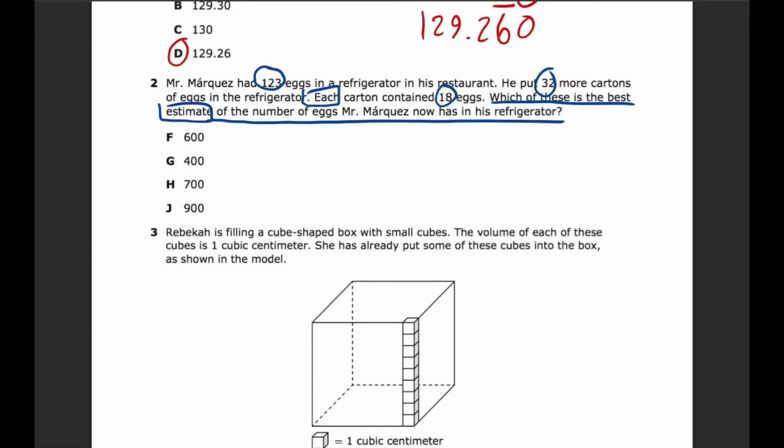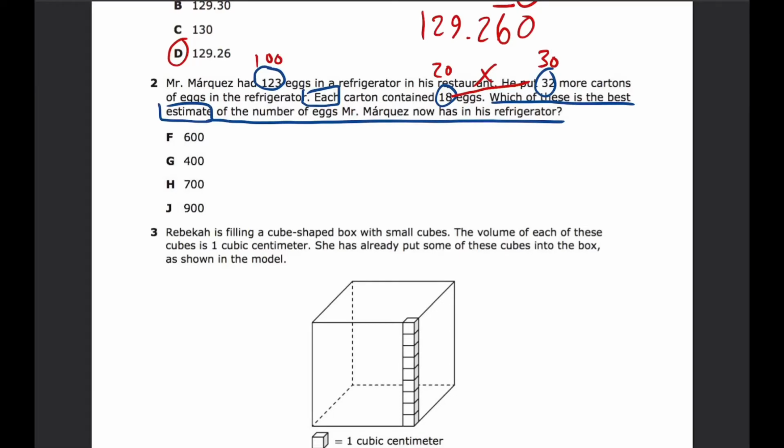So that sounds like multiplication. I have 32 cartons with 18 eggs in each one, so I know I'm going to be multiplying these two numbers together. Again, it's asking me to estimate, so I'm going to make these compatible numbers, numbers that play well in my mind. So I'm going to say that's 30, that's about 20, and 123, that's about 100. Make these real pretty numbers, and let's see what we can do.